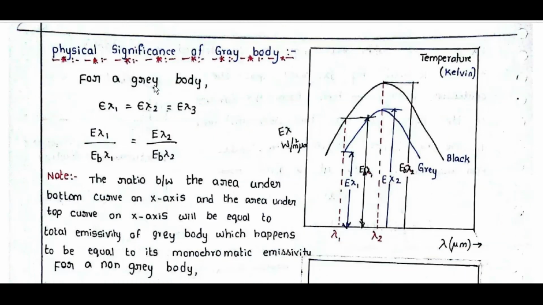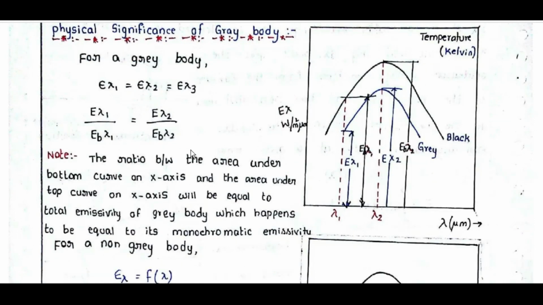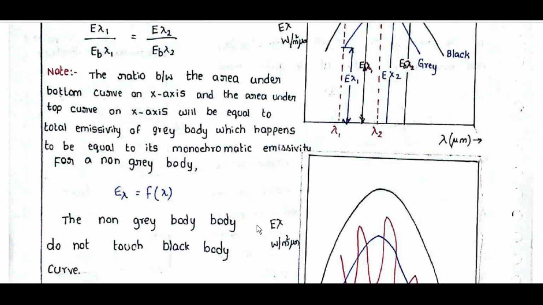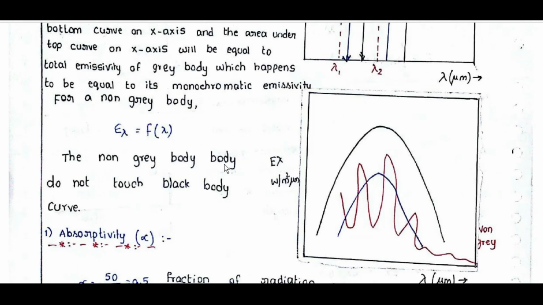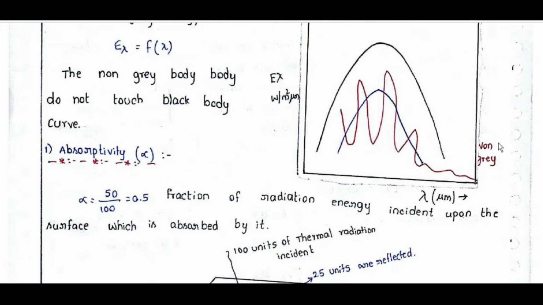Physical significance of a gray body: for a gray body, epsilon lambda 1 is equal to epsilon lambda 2. E lambda 1 by EB lambda 1 is equal to E lambda 2 by EB lambda 2. For a gray body and black body, this ratio remains the same. The ratio between the area under the bottom curve on the x-axis and the area under the top curve will be equal to the total emissivity of the gray body, which happens to be equal to its monochromatic emissivity. For a non-gray body, epsilon lambda is a function of lambda. The non-gray body curve does not touch the black body curve; it will be like this.